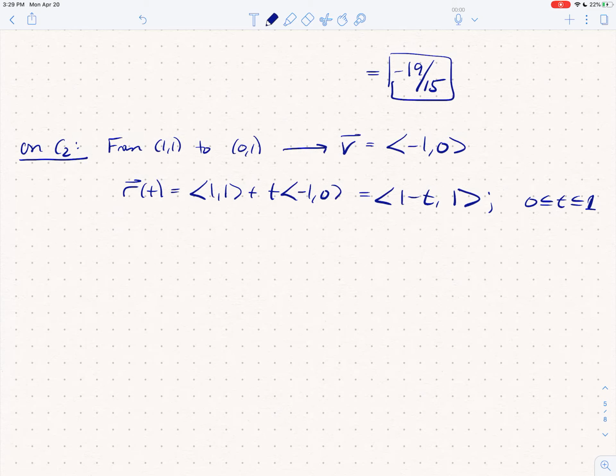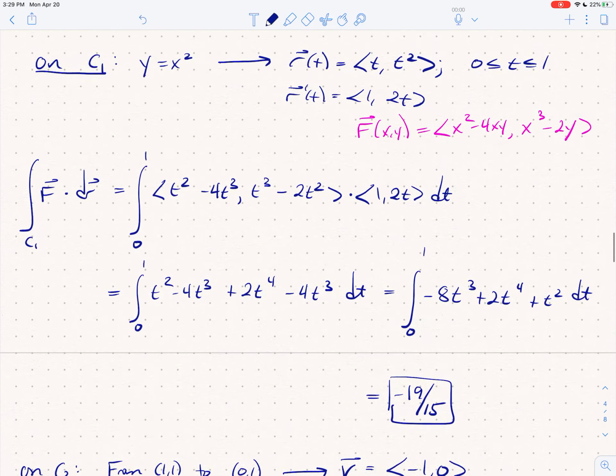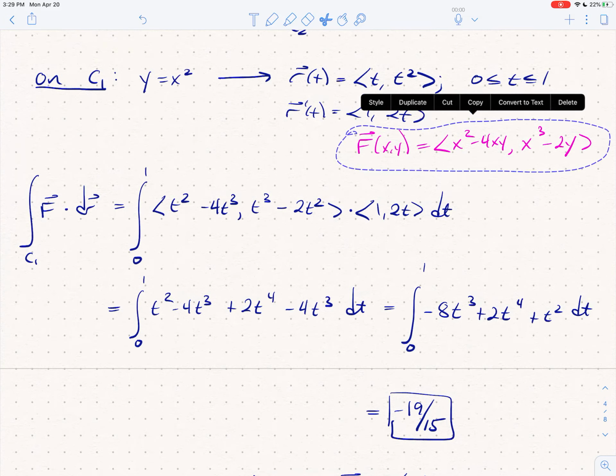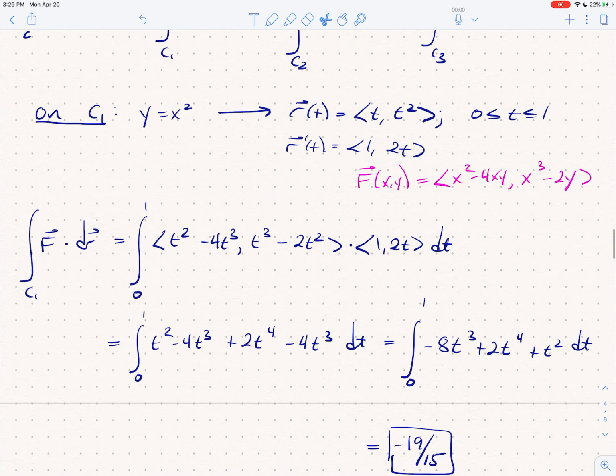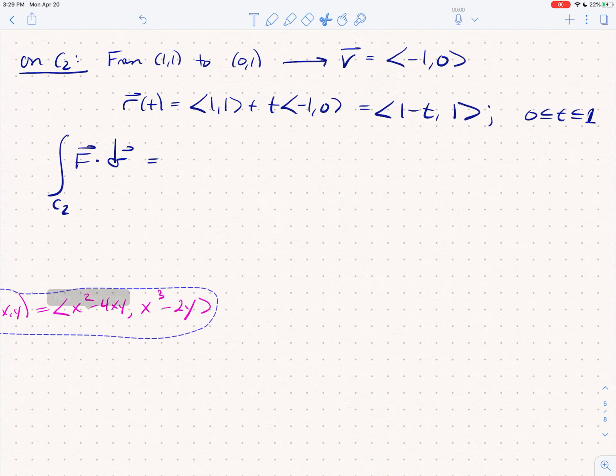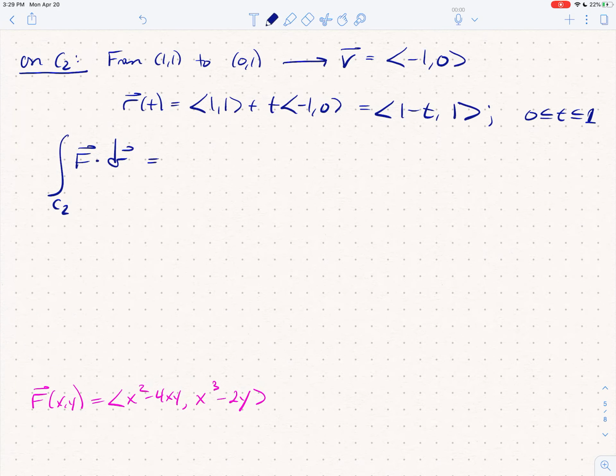And so now we can set this thing up. The integral along C2 of f dot dr, I need to go up and copy my pink f and drag it along here so I can see what f is. Oops, I don't want to copy it. I want to cut that. We don't want that there anymore. So we'll cut that out, and we'll just pop this down here out of the way. Okay, there it is. Now I can see to plug in my parameterization.